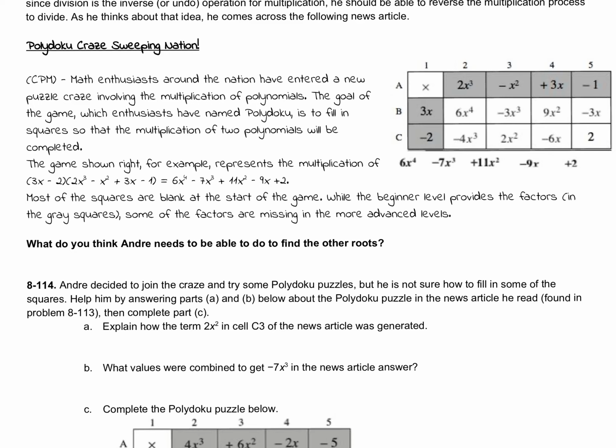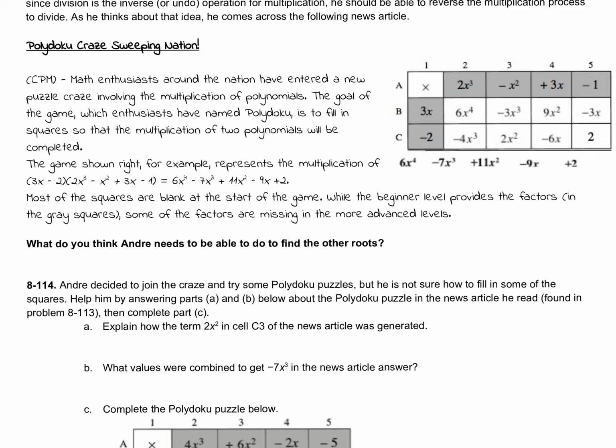It says, math enthusiasts around the nation have entered a new puzzle craze involving the multiplication of polynomials. The goal of the game is to fill in squares so that the multiplication of 2 polynomials will be completed. The game at the right, a completed game, represents the multiplication of 3x minus 2 times 2x cubed minus x squared plus 3x minus 1, and the product equals this. But what we see is that this is the completed game. So to start the game, a lot of the squares will be missing.